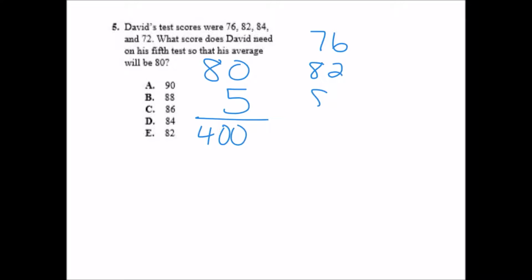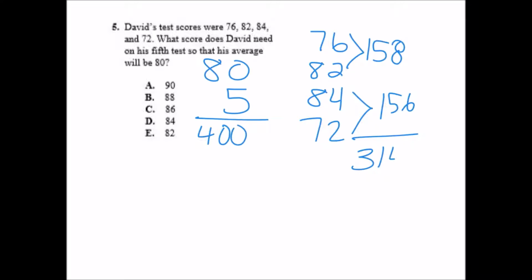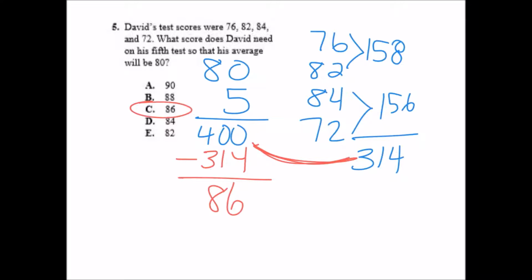Here, David's test scores were 76, 82, 84, and 72. What score does David need on his fifth test so that his average will be 80? Again, you've got 5 tests and he wants to average 80 across 5 tests. So total number of points he needs to earn is 400 points. So you kind of just check to see how many he has so far. 76, 82, 84, 72. This is 158. This is 156. This becomes 314. He needs to get up to 400. He's at 314. He needs to score an 86 on the test. C.